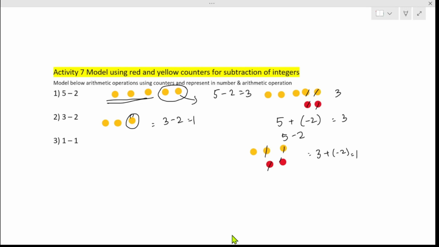And then 1 minus 1, which we already know: you have 1, and that's been taken away. So you have 0. Or you have 1 and you are adding another negative integer 1, and they both get cancelled. So 1 adding another negative integer is 0. So I hope this is clear.